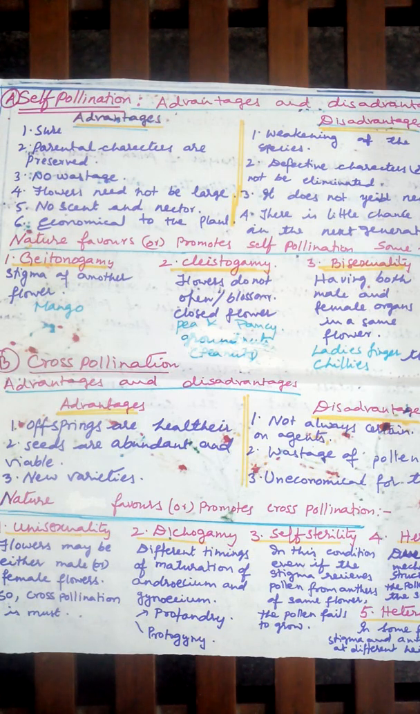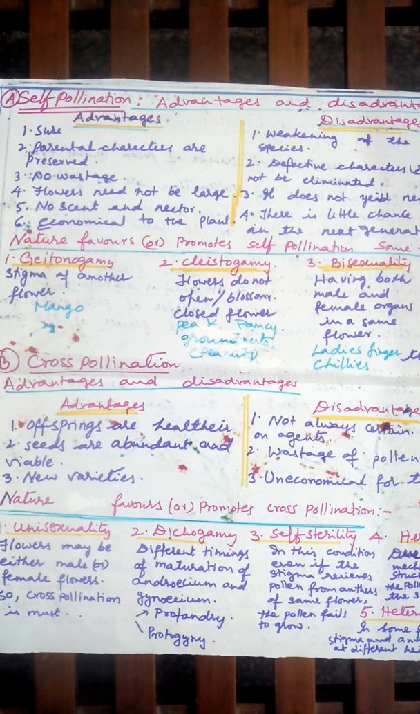Self-pollination advantages: they are sure. First, pollination is sure. It is much surer in such bisexual flowers where stamens and carpel mature at the same time. Got it? And parental characters are preserved indefinitely. From one generation to the other generation, the parental characters are preserved, because the same pollen grain, same ovule, so same egg cell.